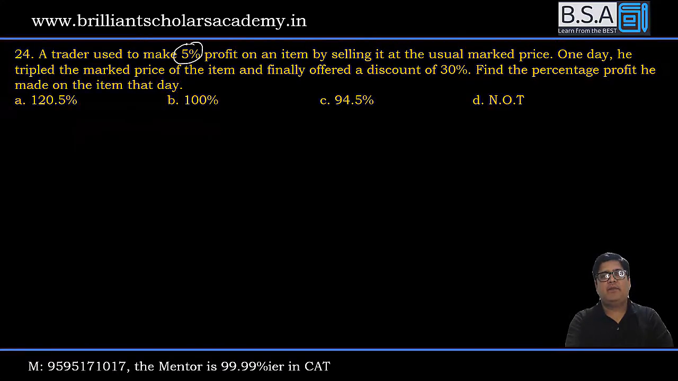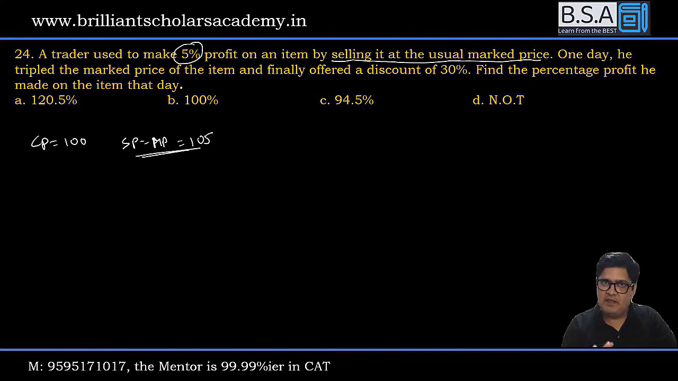5% was the profit when the trader used to sell it at the usual marked price. So the selling price is the marked price. So I can say cost price is equal to 100. Selling price and marked price both were the same, which was 105. The usual profit is 5%. One day he felt adventurous. He made the price triple. 315. That is the marked price.